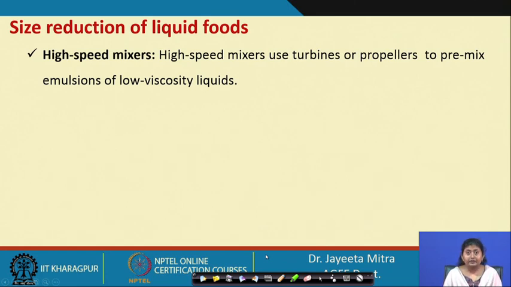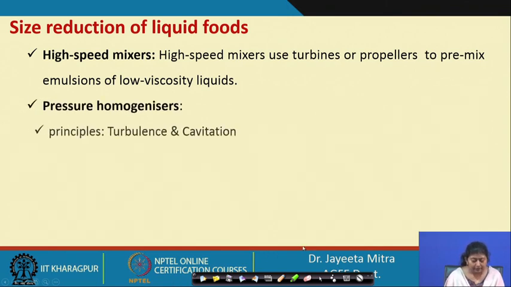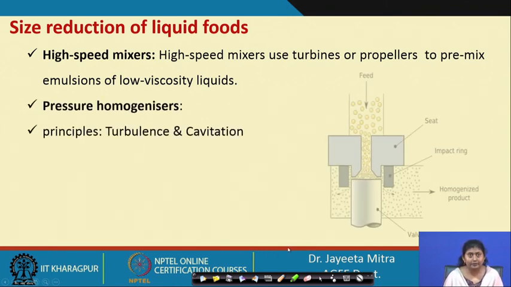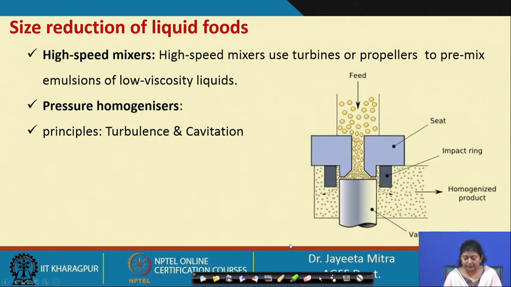Now, there are different kinds of equipment used for liquid homogenization, liquid droplet size reduction and emulsification. One is the high speed mixer. High speed mixers use turbines or propellers to premix the emulsion of low viscous liquids. Then there is the pressure homogenizer, which works on the principle of turbulence and cavitation. This is how pressure homogenizers look.